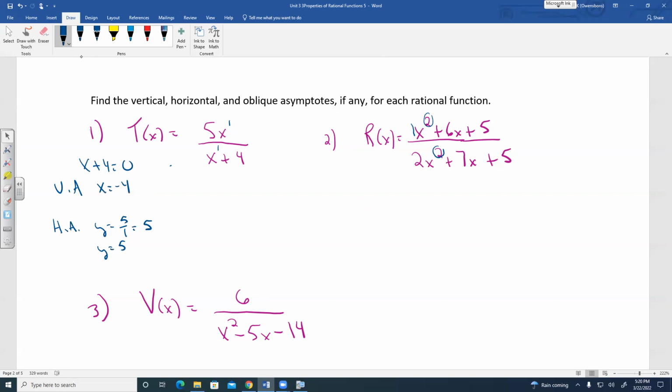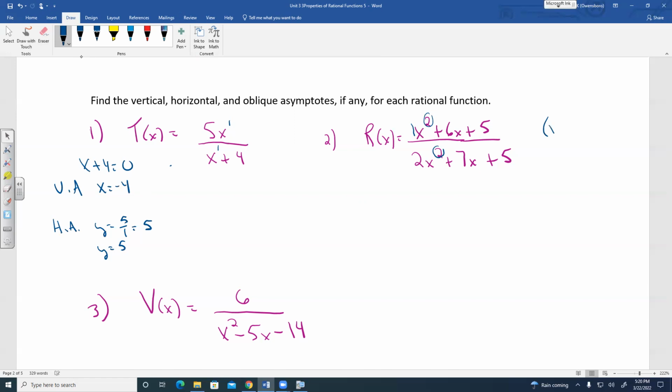And the only way to get an oblique asymptote is if the degree of the top has to be bigger than the degree of the bottom by 1. And since they're the same, the oblique asymptote does not exist. It does not have one. So it does have a vertical and a horizontal. To find the vertical, I may have to do some factoring here.